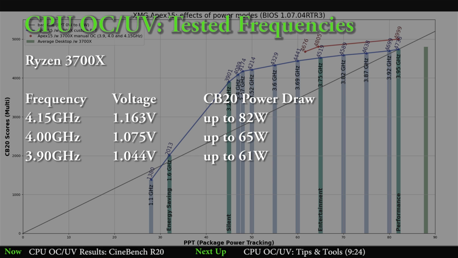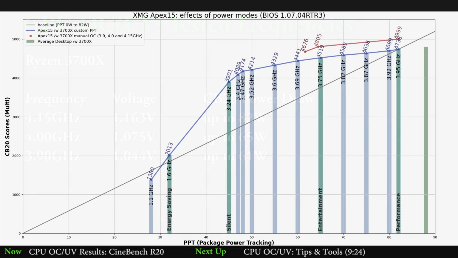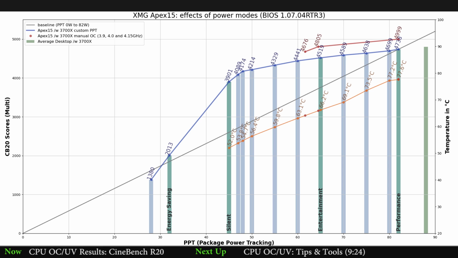To maintain a low power consumption, I chose a quite low core voltage of only 1.165 volts, resulting in 82-watt power draw in Cinebench R20, which is roughly the same as in performance mode. My second setting I tried was all-core 4 GHz at 1.075 V, resulting in a Cinebench R20 power draw of only 65 W, which is on the same level as entertainment power mode, of course. Your results and stability may vary, because silicon lottery always plays a strong role here.